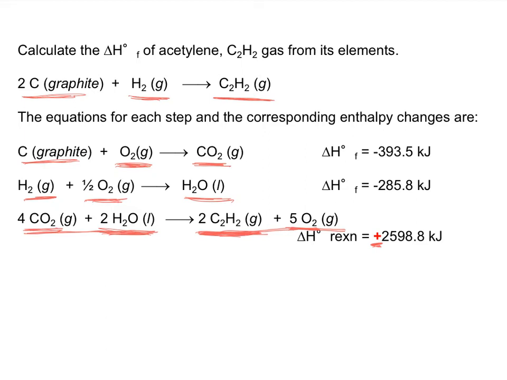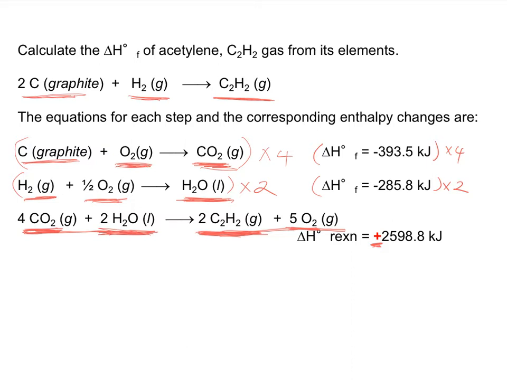To cancel those molecules, let's see what we can do for each of them. First, let's focus on carbon dioxide. We have 4 carbon dioxide as a reactant here, 1 carbon dioxide as a product here, nothing else. So we multiply this reaction by 4. Also, we need to multiply the change of the enthalpy by 4. We have 2 water molecules here, 1 water here. So we multiply this reaction by 2, and also multiply this enthalpy change by 2.